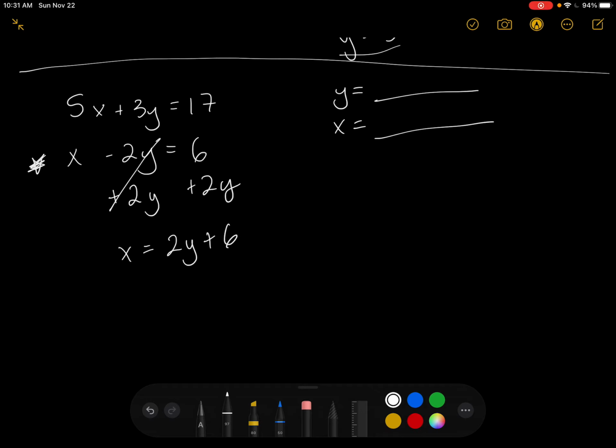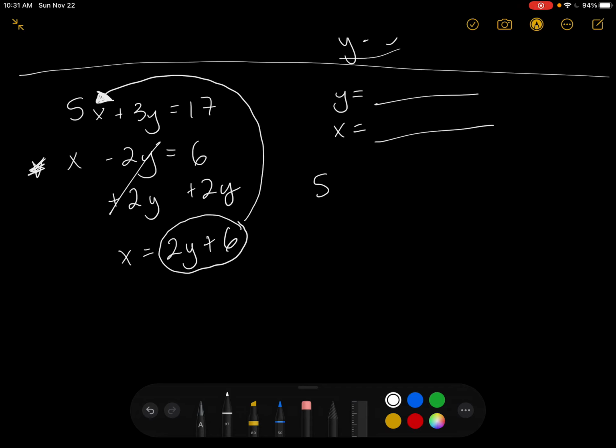But now, you see, since I solved it for x equals 2y plus 6, now I know what x is, so I can take this and I can plug it in. This time I'm plugging into x, right? Because I just solved for x. So I'm going to substitute that in to x. So let's rewrite it over here.